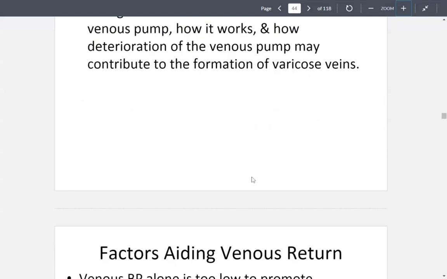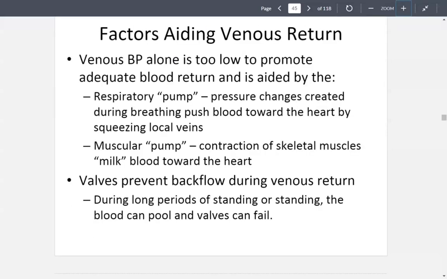All right, let us talk about venous return. Venous return is the flow of blood back to the heart. So we've mentioned this in passing, but there are a bunch of factors that are going to aid in this venous return. Venous blood pressure alone is far too low to promote adequate blood return. And so we need to aid it. And this aid is going to occur in a couple of different ways.